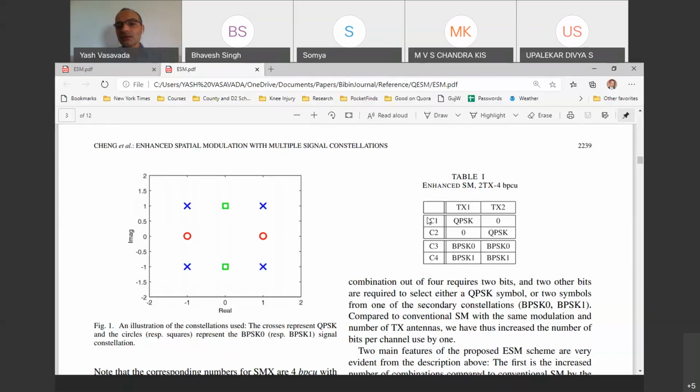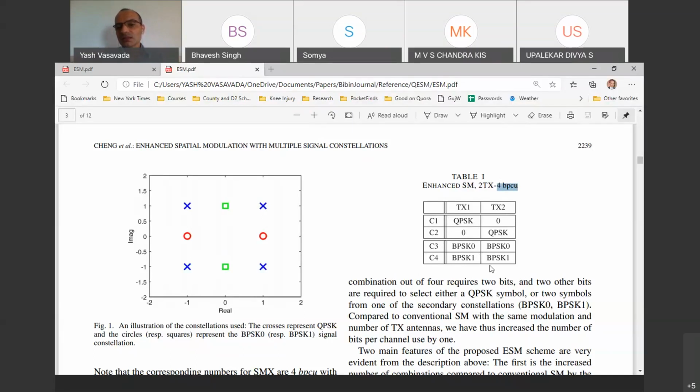And so now my transmitter has a total of 4 possibilities to select from, in addition to QPSK or BPSK transmissions. And so effectively, I will be getting 4 bits per channel use. Okay, so that is the idea.